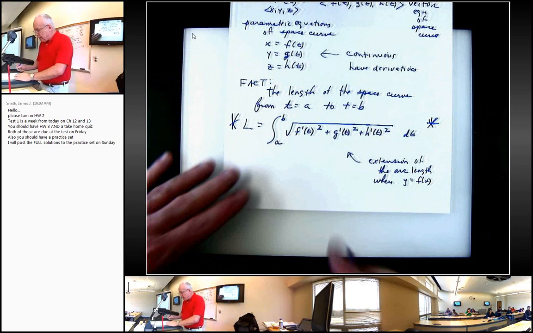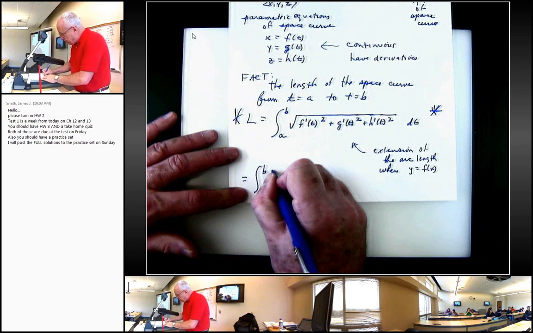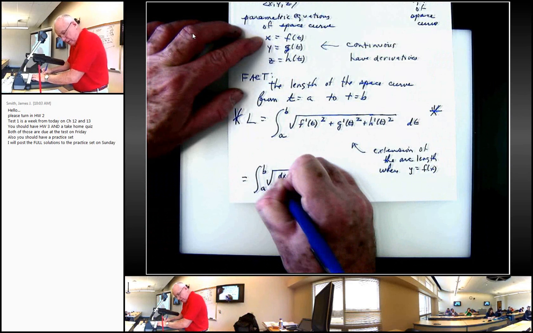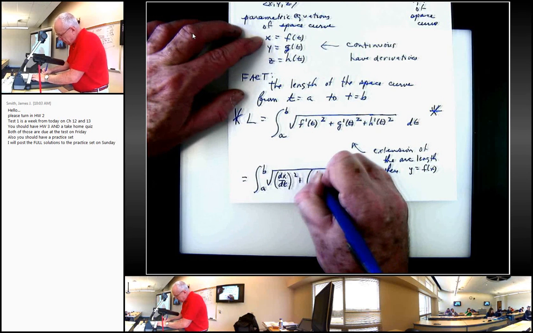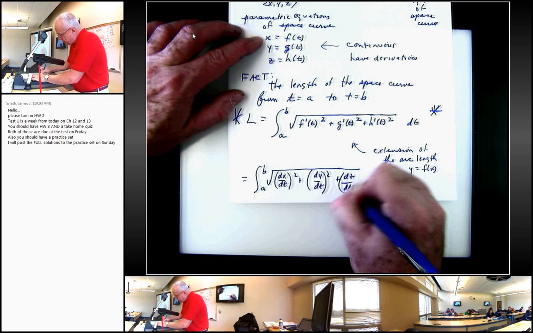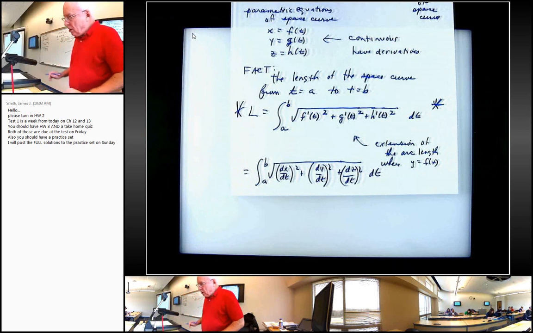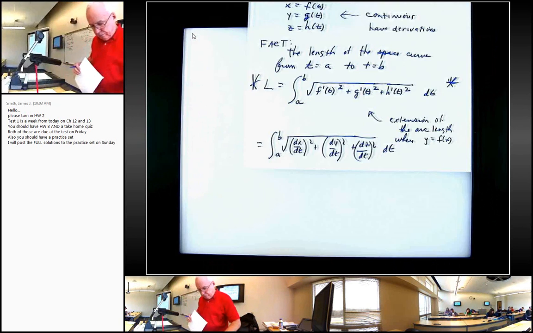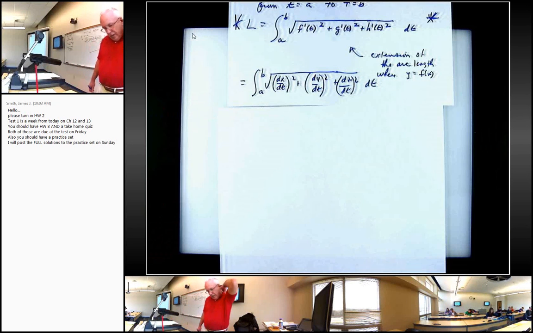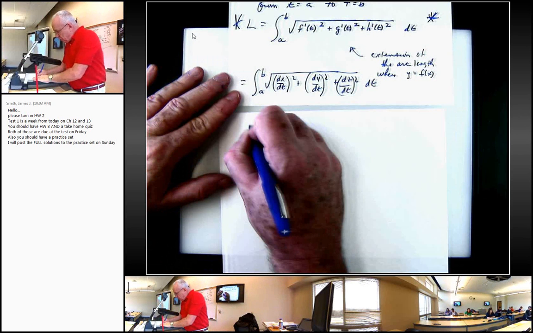Another way, of course, of writing this is the integral from a to b of the square root of dx dt squared, plus dy dt squared, plus dz dt squared, dt. Those are both equivalent expressions. All right. There really is kind of a shorthand way to write this.